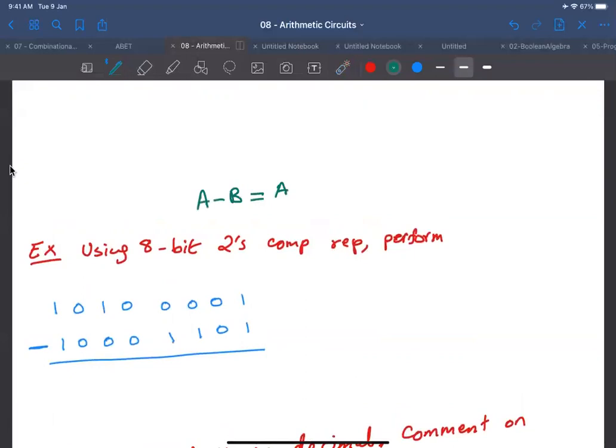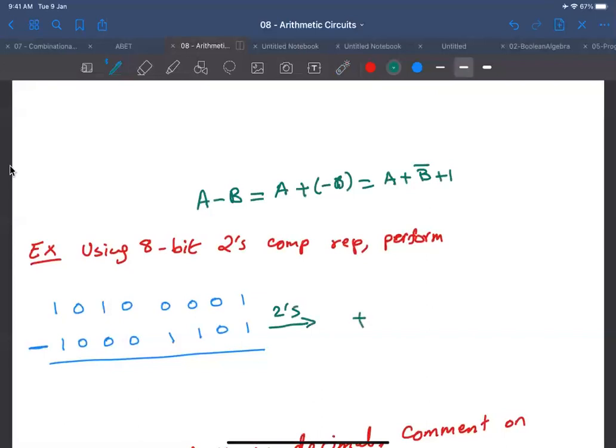Plus negative B. Excellent. Plus negative B. And then this is equal to A plus B complement plus 1. Yeah, that's the 2's complement of B. So we need to convert this to the 2's complement of B, and then the operation becomes addition.